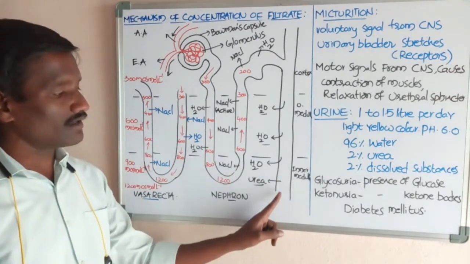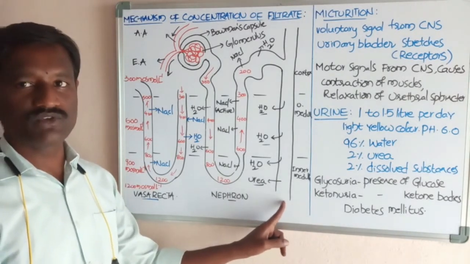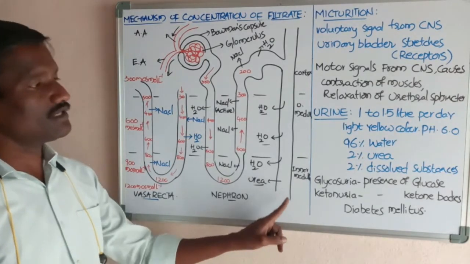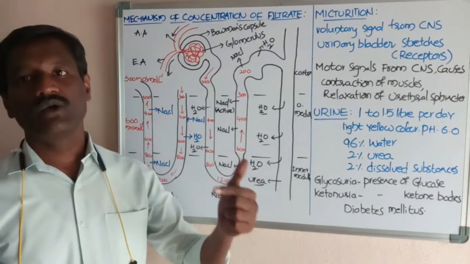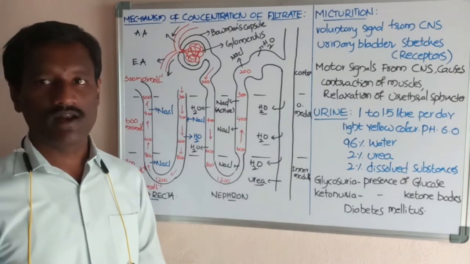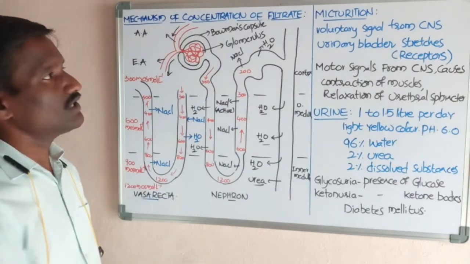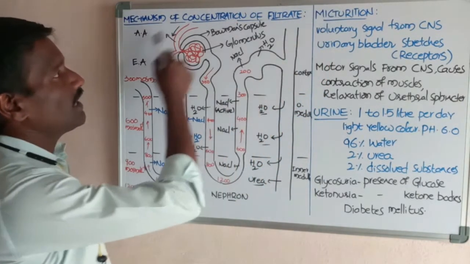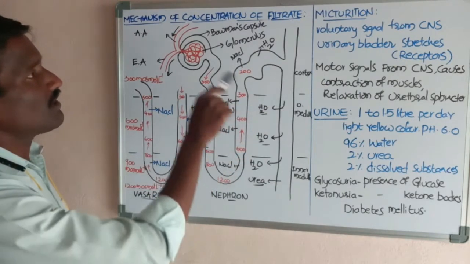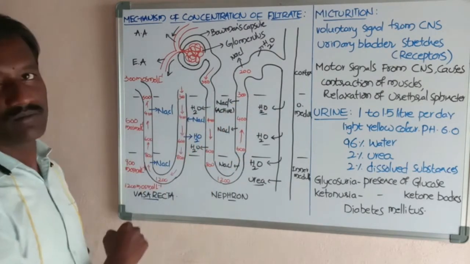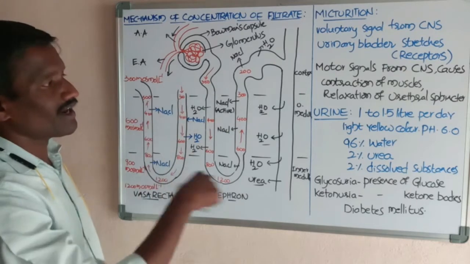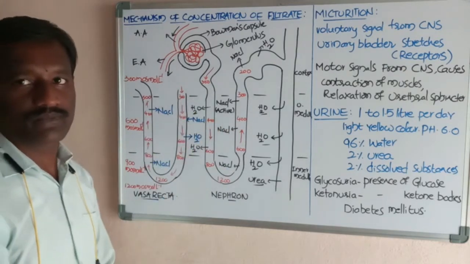Finally, concentrated urine is produced, and this enters into the ureter through the renal pelvis. Students, now this is about the formation of the concentrated urine through the counter current mechanism.